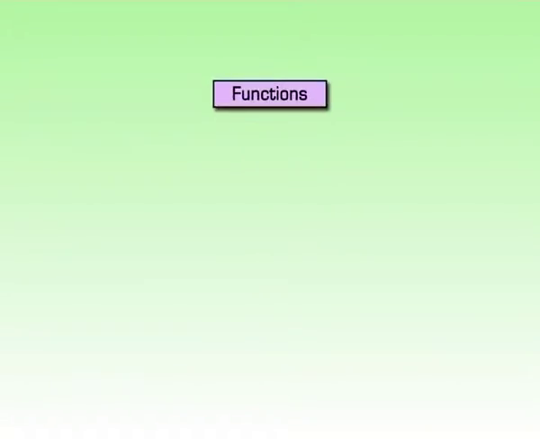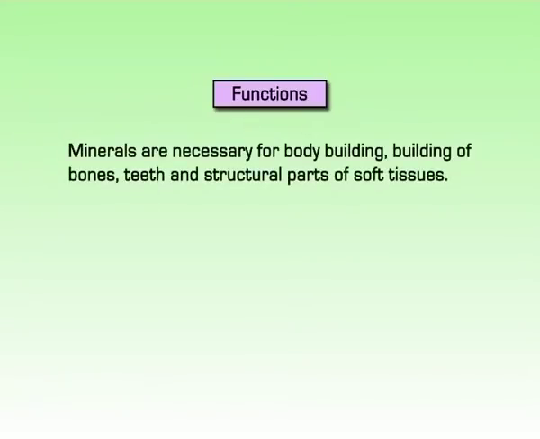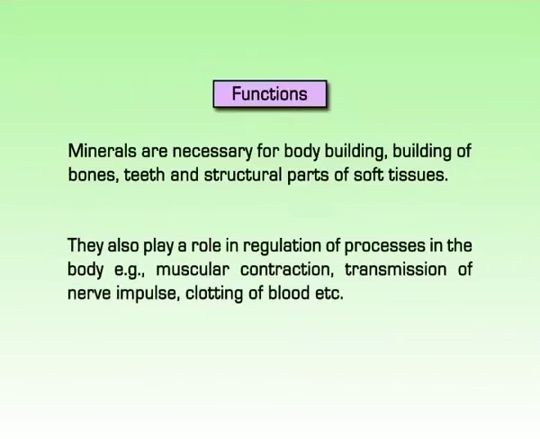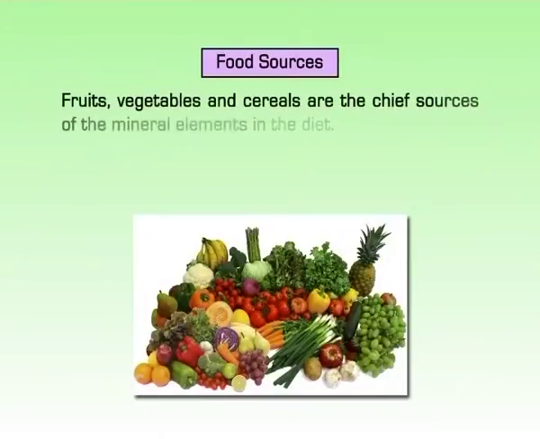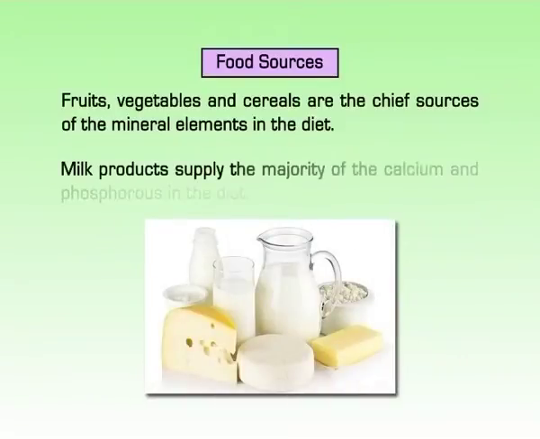Functions of minerals. Minerals are necessary for building bones, teeth, and structural parts of soft tissues. They also play a role in regulation of processes in the body, for example, muscular contraction, transmission of nerve impulses, clotting of blood, etc. Food sources. Fruits, vegetables, and cereals are the chief sources of the mineral elements in the diet. Milk products supply the majority of the calcium and phosphorus in the diet.